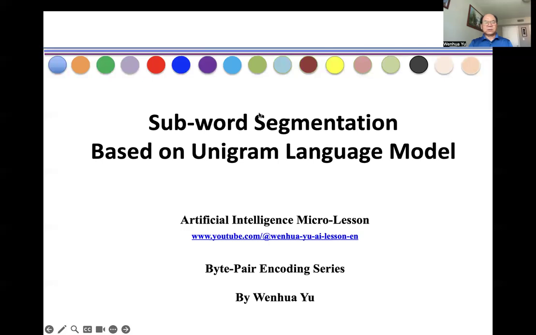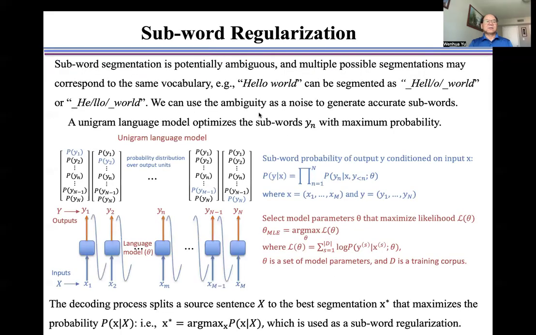In this video, I introduce subword segmentation based on the Unigram language model. Subword segmentation is potentially ambiguous, and multiple possible segmentations may correspond to the same vocabulary. For example, "hello world" can be segmented in two ways. Or we can use the ambiguity as noise to generate accurate subwords.